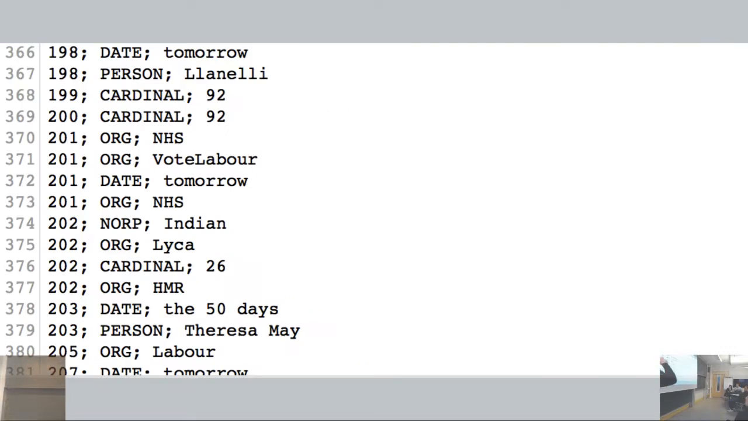And the thing you have on the rightmost column here is what it said in the text. And it says that Labour seems to be an organization. It says that Theresa May seems to be a person, surprising. Indian seems to be a nationality. NHS is an organization. Tomorrow is a date. 92 is a cardinal number. Both Labour is an organization.